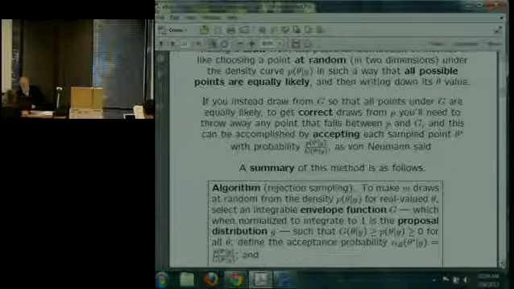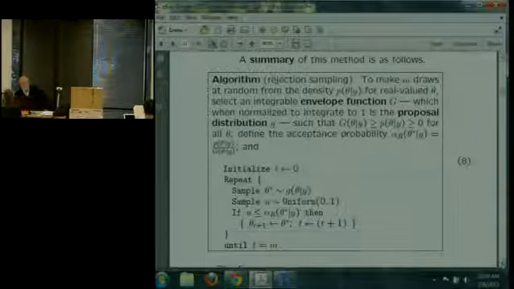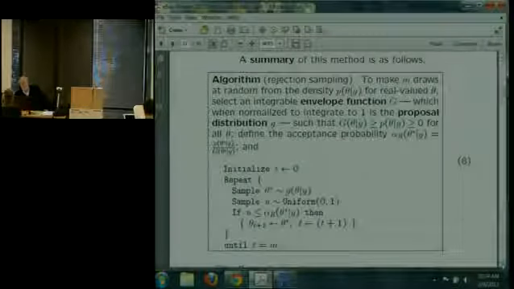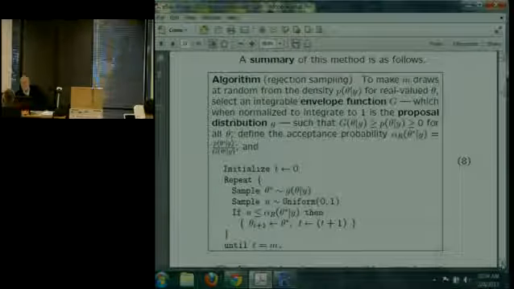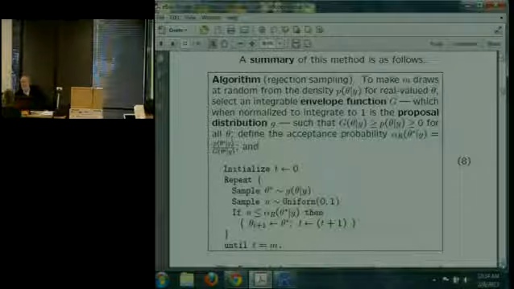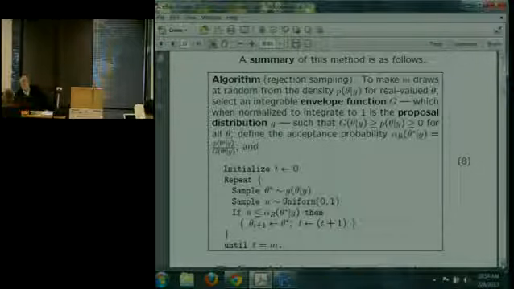So here's a little pseudocode block that summarizes von Neumann's idea. So this is rejection sampling to make little m draws at random, in fact, in an IID fashion, from the density lowercase p of theta given y for real valued theta. And so far with this algorithm, I only sketched the picture with real valued theta, but it turns out to work for a vector of theta as well with no changes.